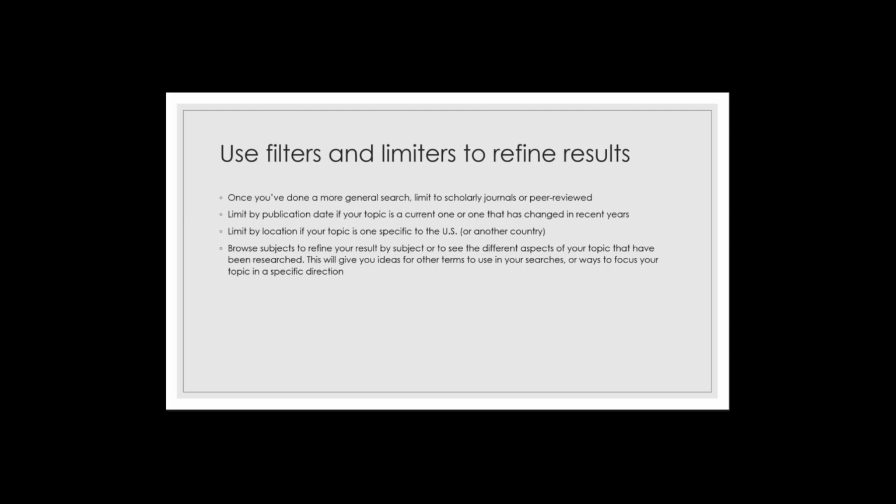Finally, a really good way to refine your results is to browse the subject areas that are included in your search. The list of subjects will allow you to see all the different aspects of your topic that have been researched by other people. This will suggest ways you could focus your topic in a specific direction, and it will give you ideas for other terms to use in later searches.